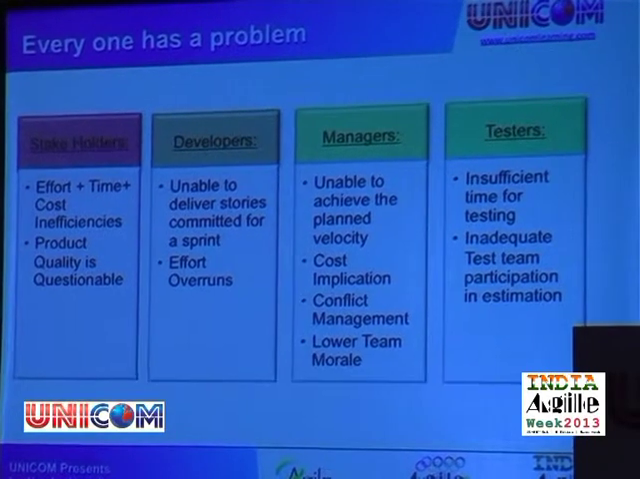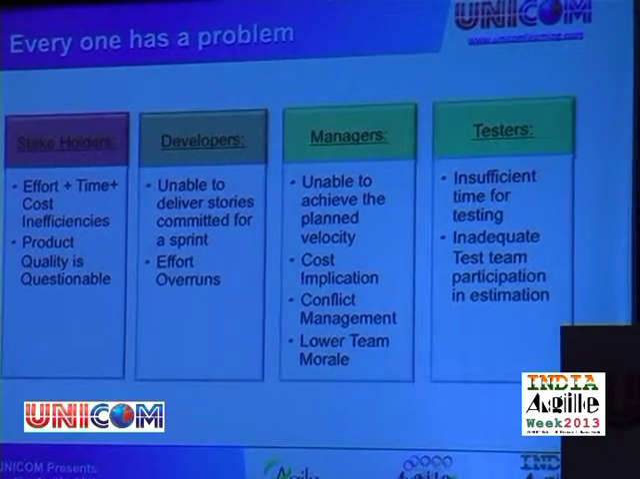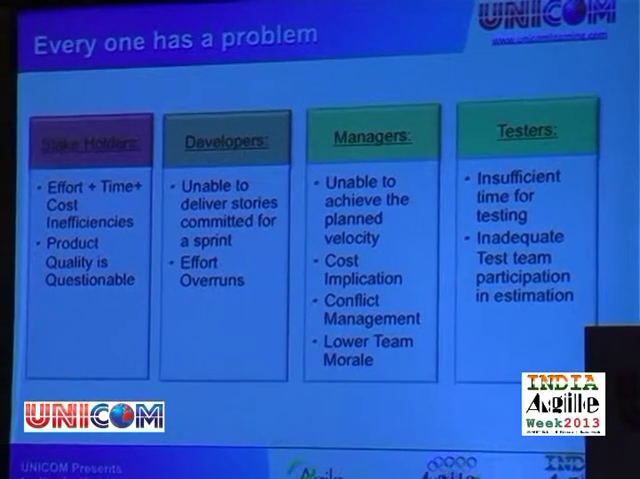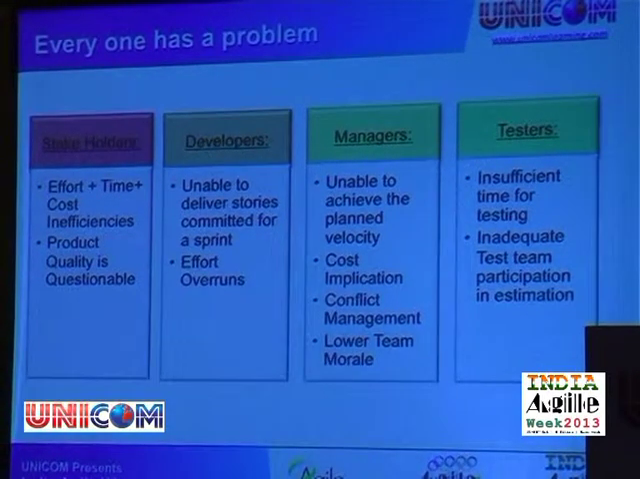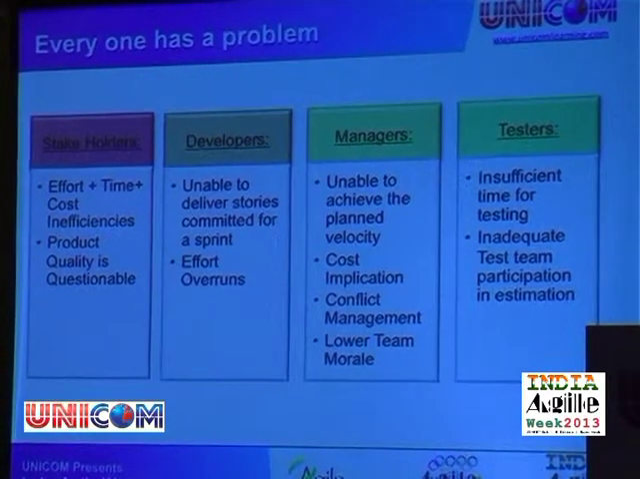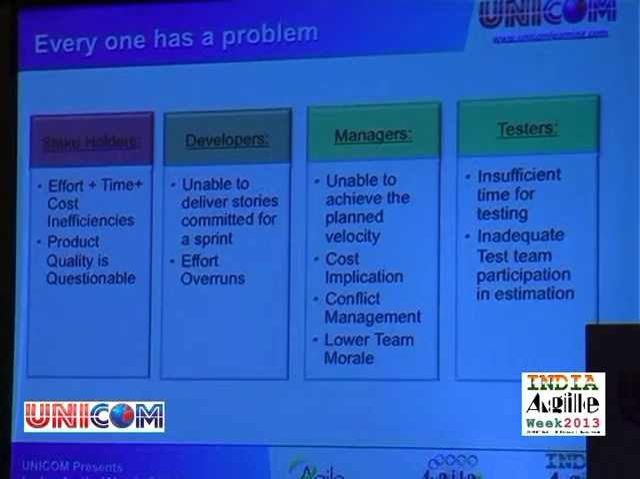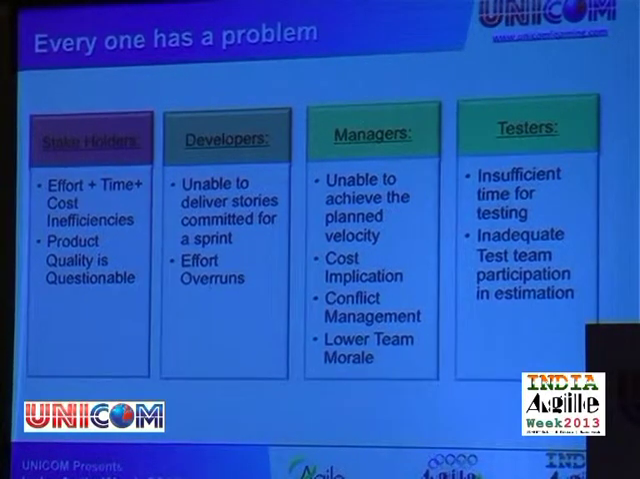Stakeholders, for us, would be like a product owner, or it could be a car manufacturer or a source who is integrating with us. So basically we had effort, cost, and time inefficiencies, and the quality of the product became questionable. And the developers had their own side of the statement. They said there are always effort overruns. We do not have enough time to complete our tasks within the committed sprint. We cannot deliver everything.